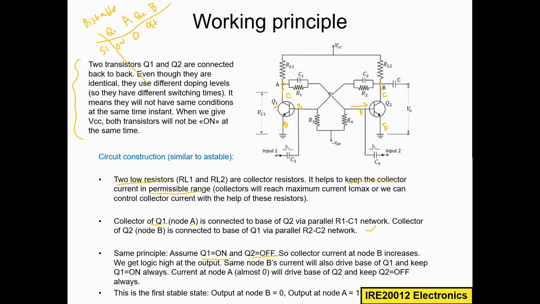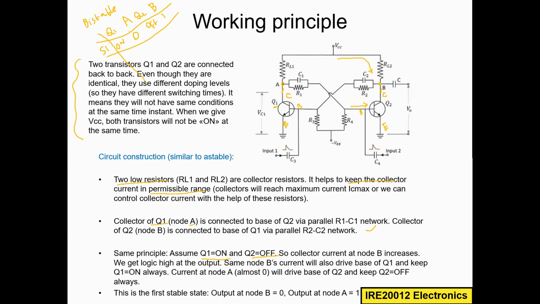Because of the off state, this is open circuited. So the voltage will be accumulated at this node B from this VCC. So this will become logic high, so this will be logic 1. This is step 1. So this is the stable state.